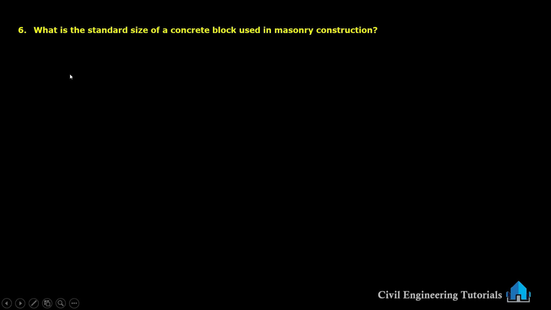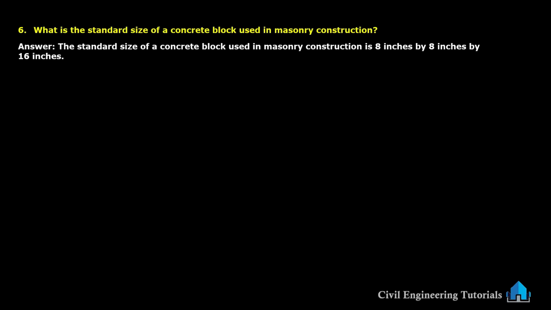Next, what is the standard size of a concrete block used in masonry construction? The standard size of a concrete block used in masonry construction is 8 inches by 8 inches by 16 inches.